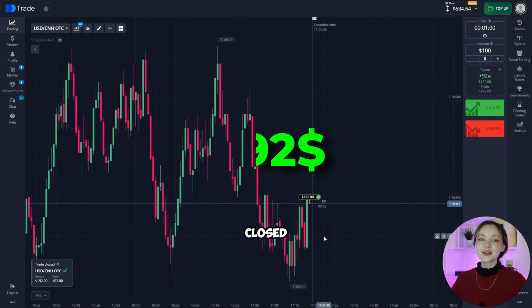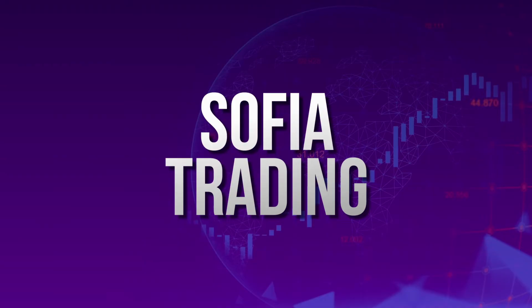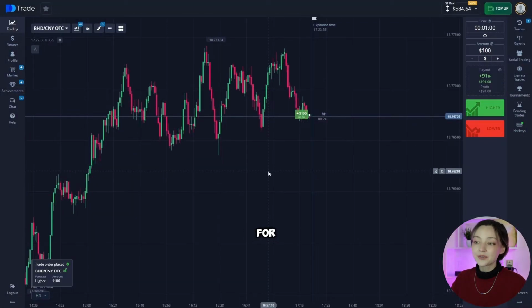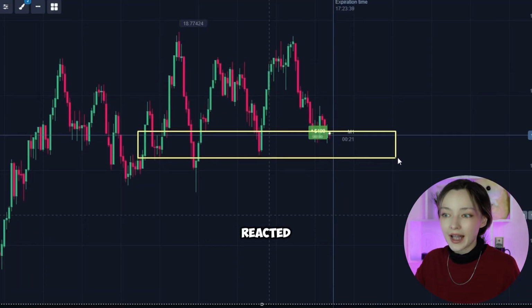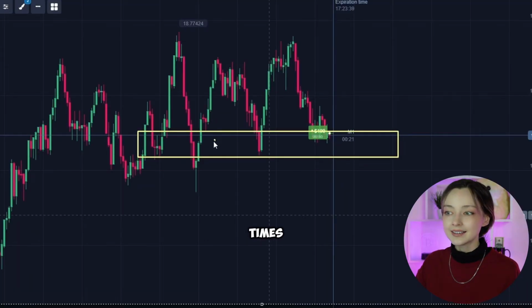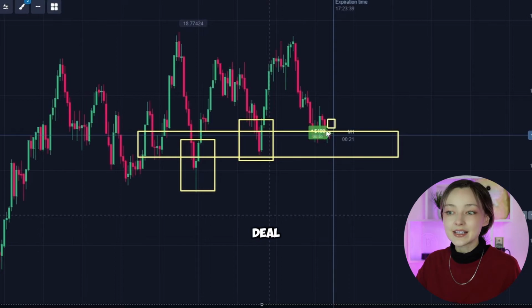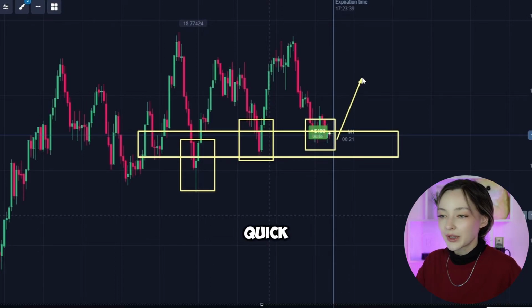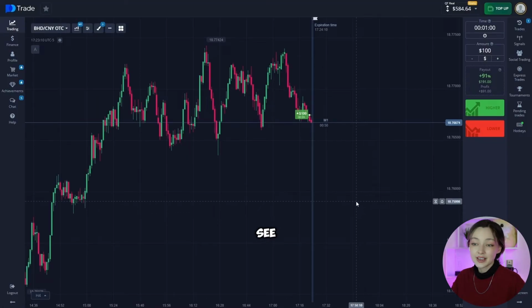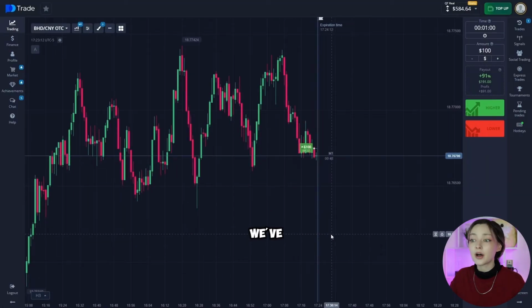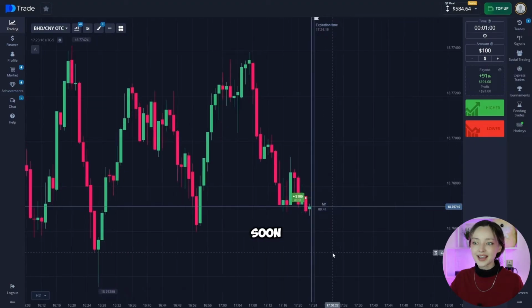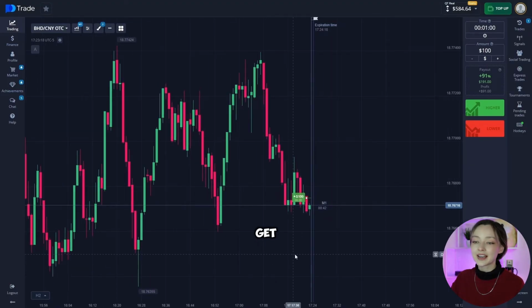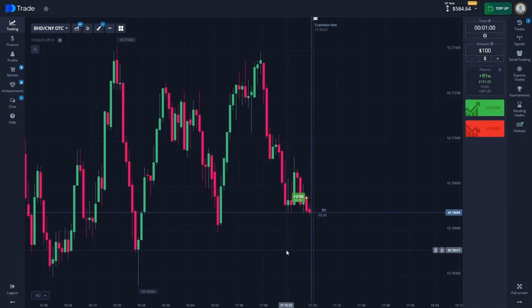The second trade closed in a profit too. I'm placing another trade upwards for 1 minute. Same strategy. We can see this level the price reacted to multiple times. That's exactly why I'm making a deal upwards in this case. Let's do it real quick. And as you can see, it's been only a few minutes and we've already made 3 deals at binary options. As soon as we're done with this trade, we will get to analyzing Forex.